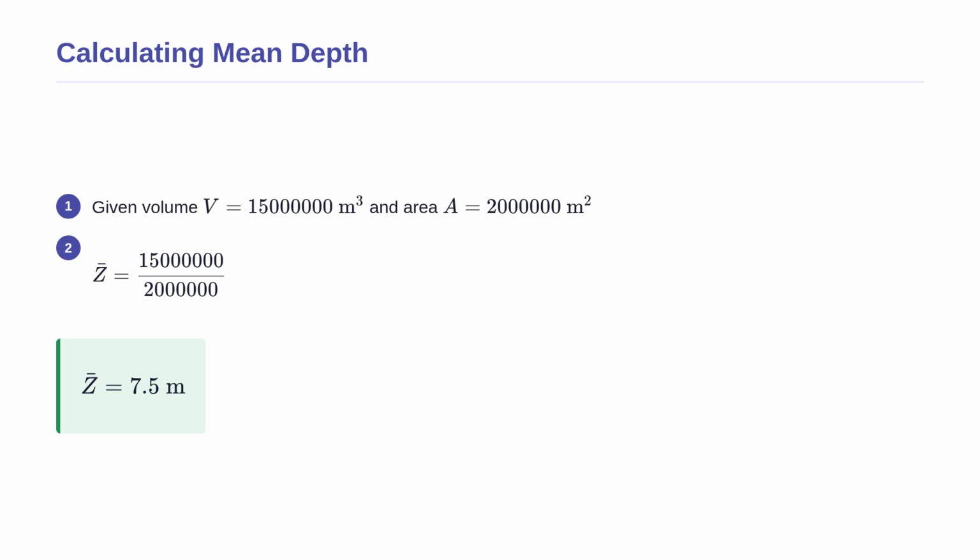We choose our mean depth formula because it directly relates volume and area. By substituting our known values, we divide 15 million by 2 million. The units cancel perfectly, leaving us with a final answer of 7.5 meters. Physically, this relatively shallow depth means the lake will likely heat up quickly, potentially leading to algae blooms.